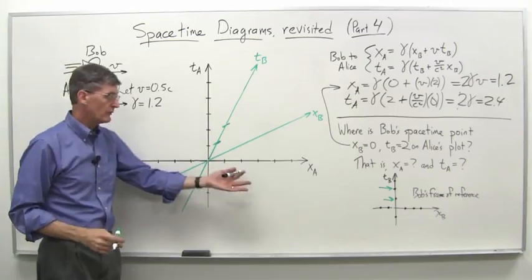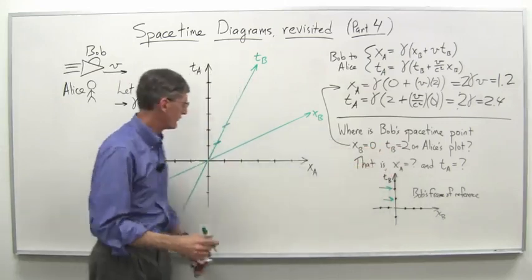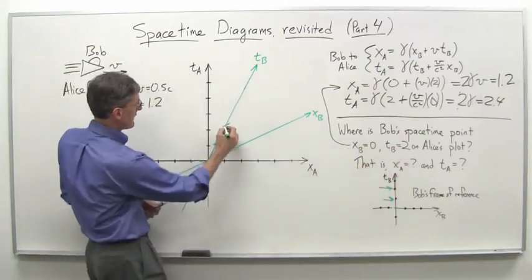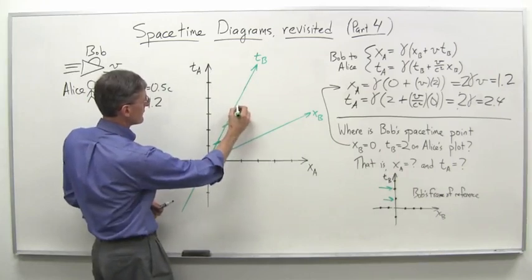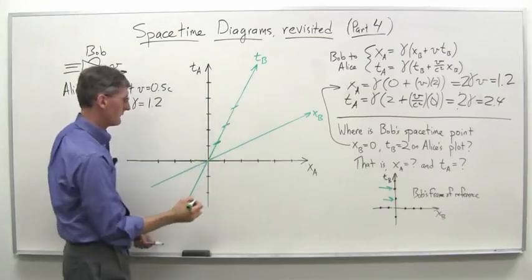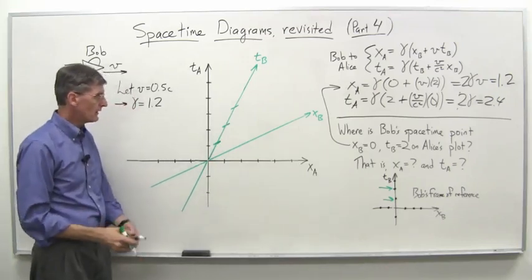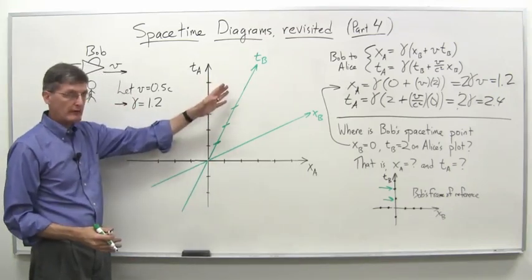And we could continue doing this. We could do t sub b equals 3 and so on and so forth. And you can see the pattern here. We got one there. Well, the next one will be something like this, roughly speaking, and so on and so forth. Okay? So that gives us the tick marks on the t sub b axis.